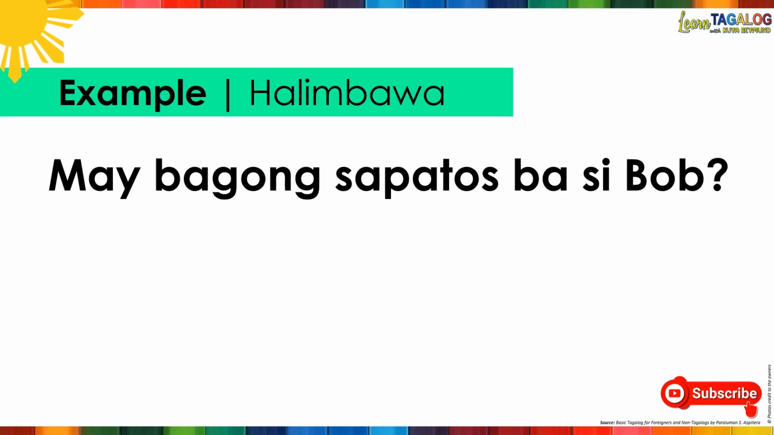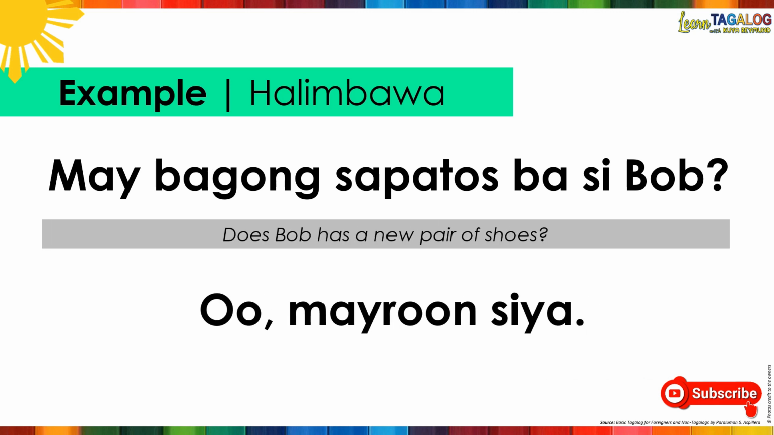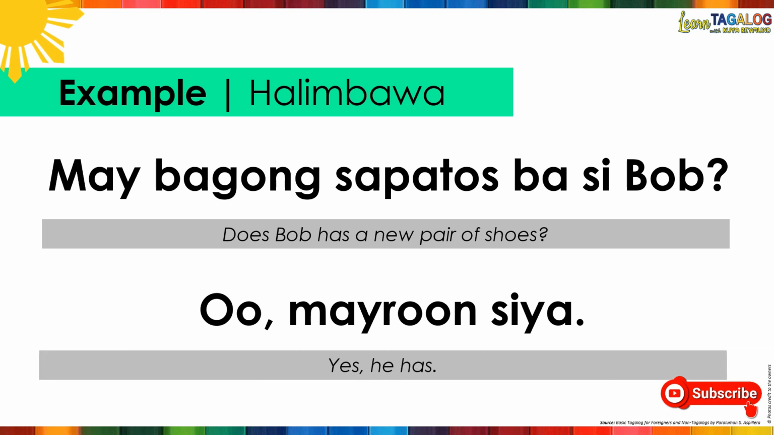Okay, so we have here an example. May bagong sapatos ba si Bob? And then you can answer meron. Oo, meron siya. Or you can just say meron. Merong sapatos si Bob. Meron siyang bagong sapatos. Okay, again, the question is, may bagong sapatos ba si Bob? And then you can answer with, oo, meron siya. Oo, meron siyang bagong sapatos.